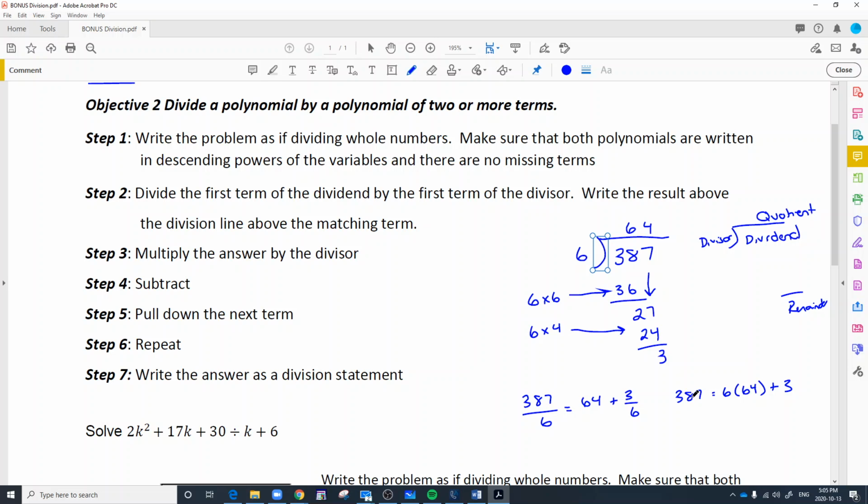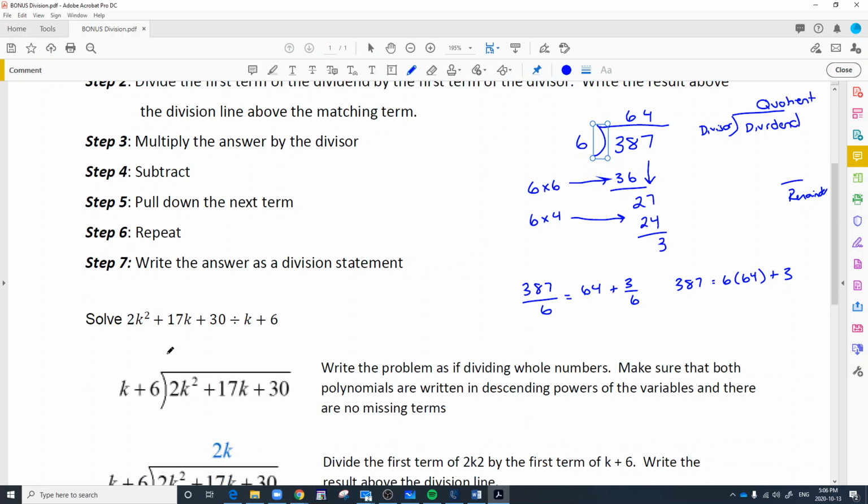So now what we're going to do is this whole process, but with a polynomial instead. So step number 1 is write the problem as if dividing whole numbers. So we would take this question, 2k squared plus 17k plus 30 divided by k plus 6, and write it as a long division. You want to make sure that both polynomials are written in descending orders of power, so your divisor and your dividend are in descending orders of power, and you want to make sure there are no missing terms.